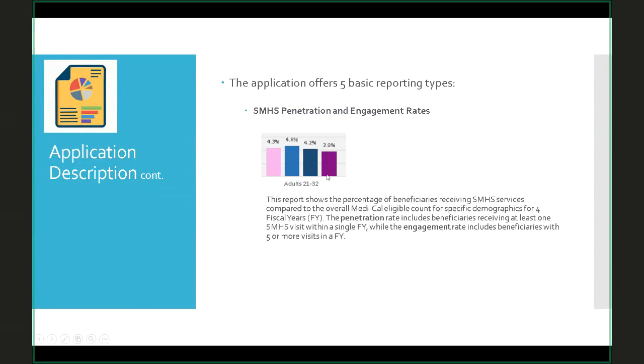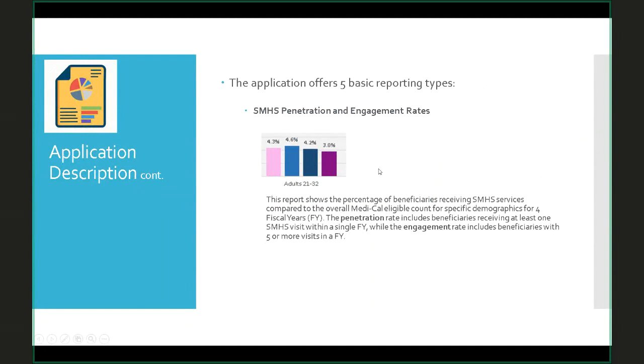So again, when we talk penetration rate, that means patients receiving at least one specialty mental health service from our claiming department in a fiscal year. And then the engagement rate is the same people, but those that have received 5 or more specialty mental health services on 5 different dates of service within a fiscal year.